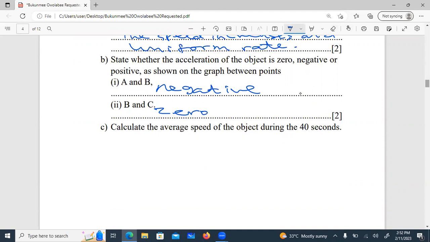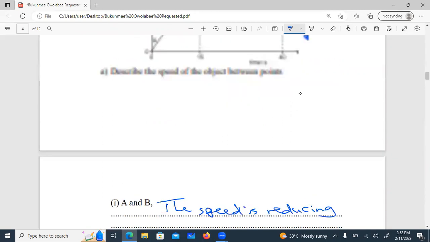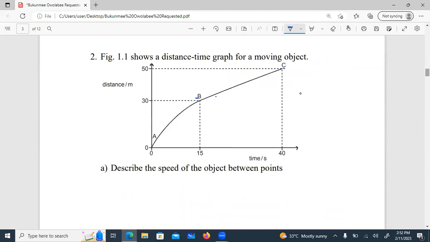Calculate the average speed of the object during the 40 seconds. What is the formula for speed? Speed is equal to change in distance divided by change in time, or you say distance divided by time. Take note that the time is 40 seconds. Let's pick our distance within 40 seconds. The time is from 0 to 40, okay? So within 40 seconds, what's the distance traveled? The distance traveled is 50 meters.